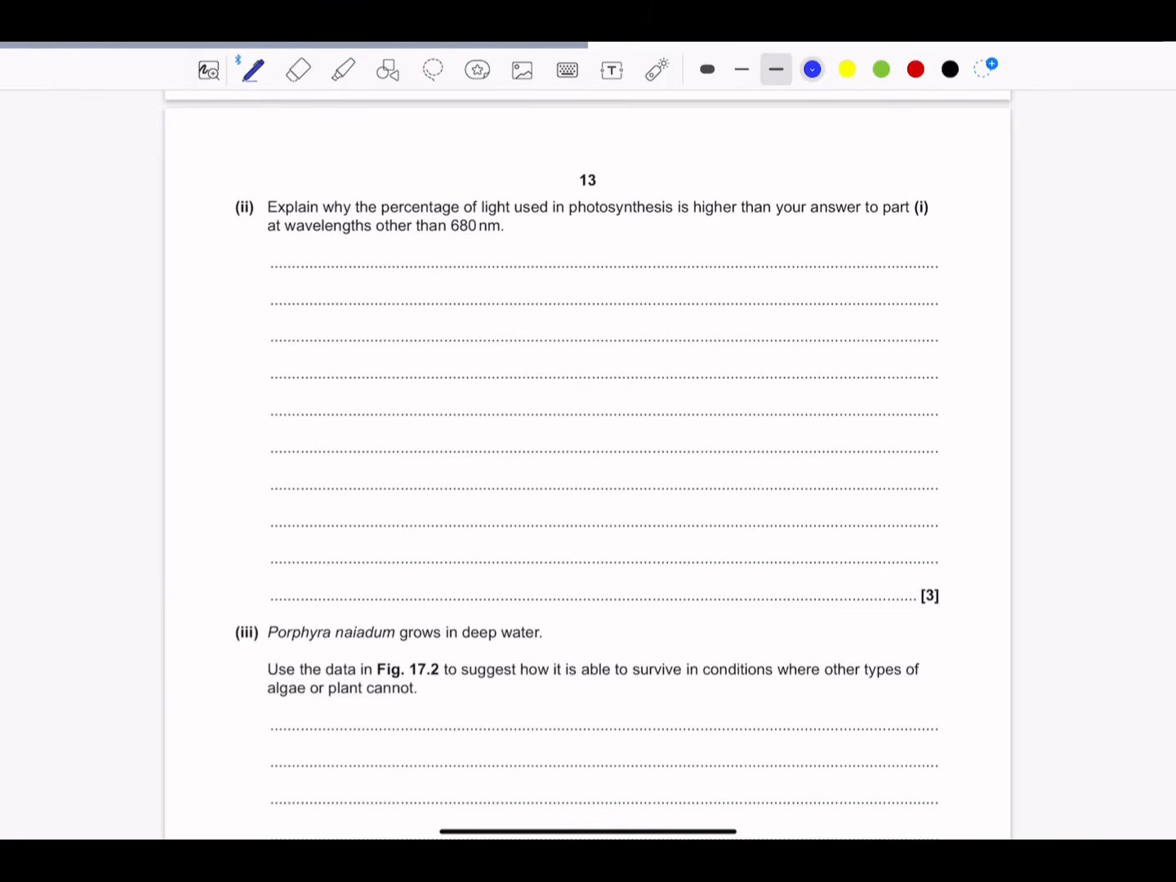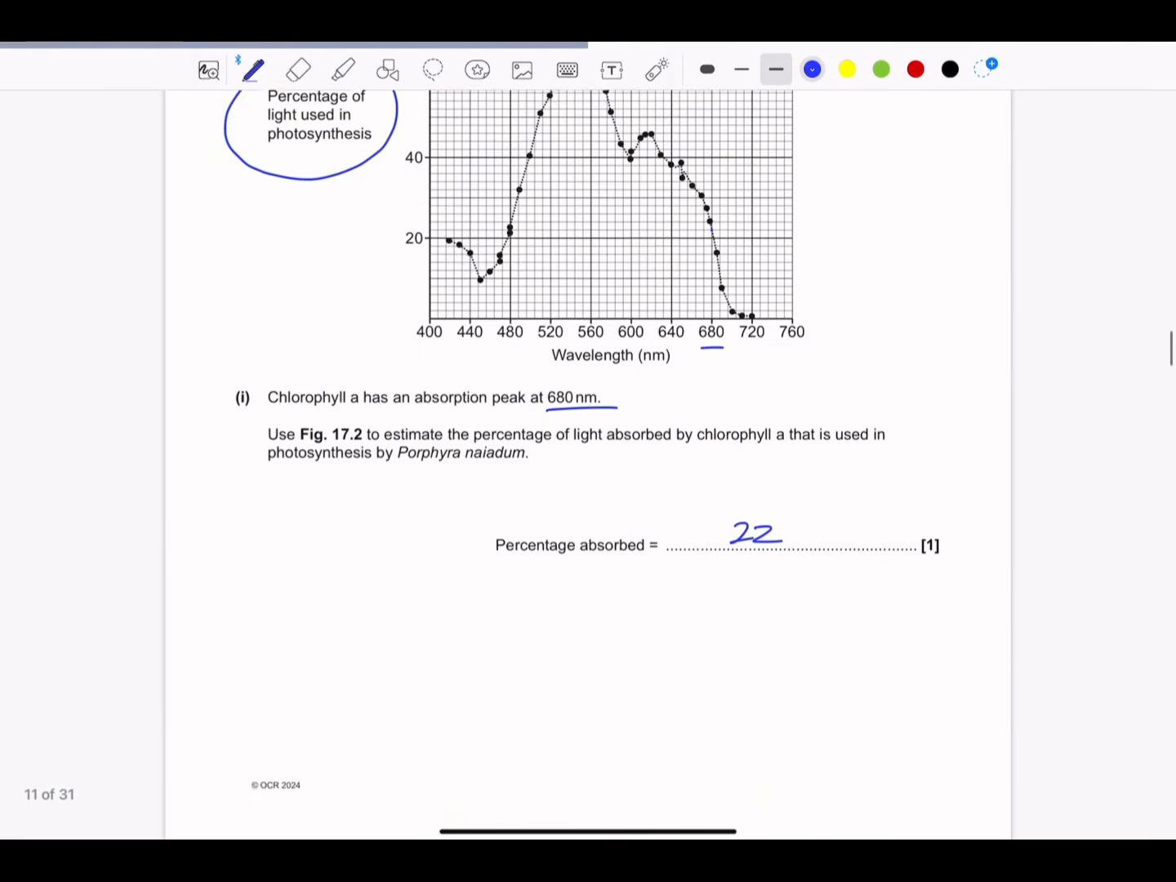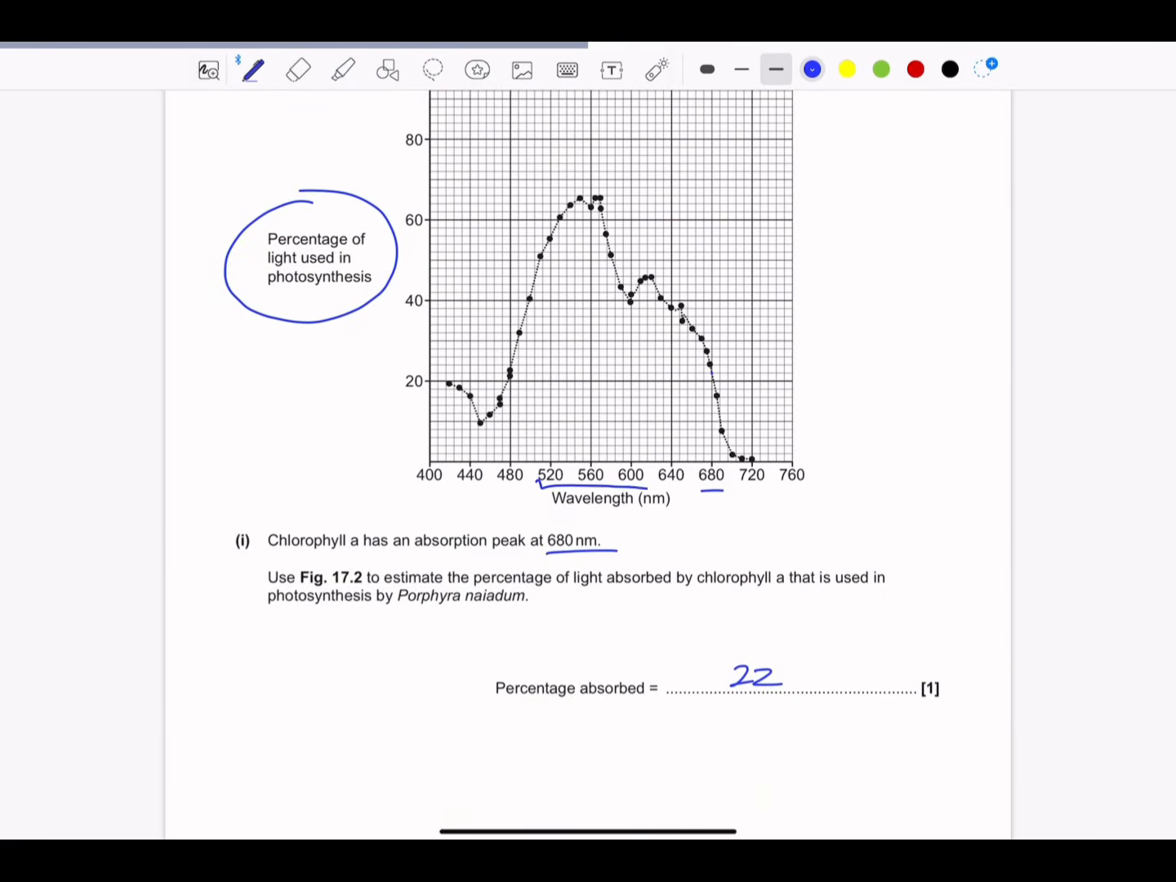The next question is to explain why the percentage of light used in photosynthesis is higher than your answer to part I at wavelengths other than 680 nanometers. So looking back at the graph, I believe they're referring to this section, which is where the light absorption peaks. And the reason why it can absorb wavelengths in this range is due to accessory pigments. So it tells us that chlorophyll A has this absorption peak, but chlorophyll A is known as a primary pigment or the reaction center. By having accessory pigments present, it allows a wider range of wavelengths to be absorbed, and these pigments, when they absorb the light energy, allow it to be funneled down to the reaction center or the primary pigment. So that's pretty much what the answer is.